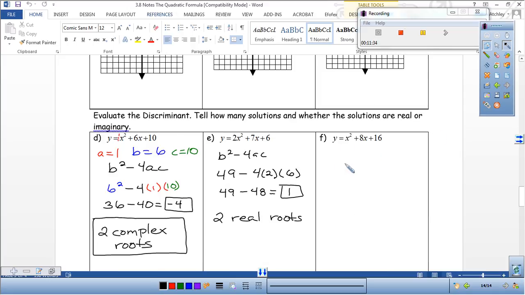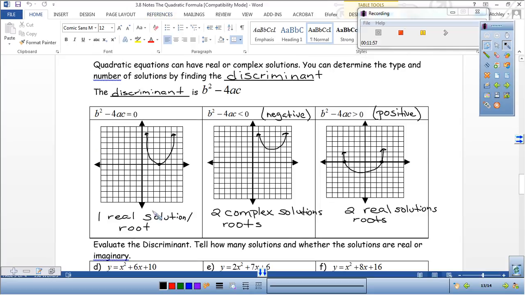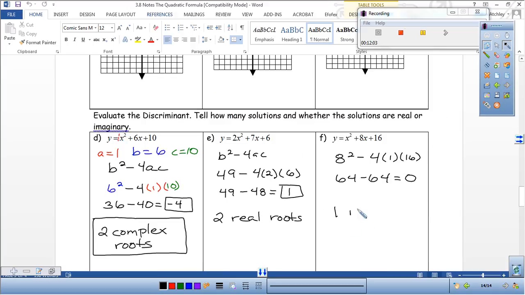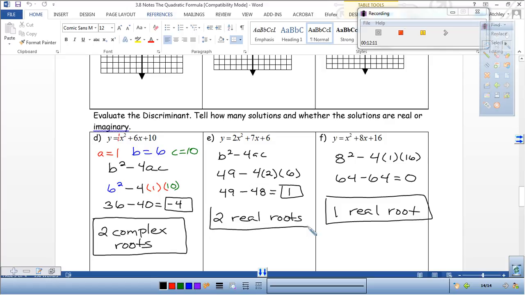Next one, same thing. I should have gotten 8 squared minus 4 times 1 times 16. That should have been 64 minus 64, which was 0. And when 0 equals 0, that means it's 1 real solution. Any questions over that?